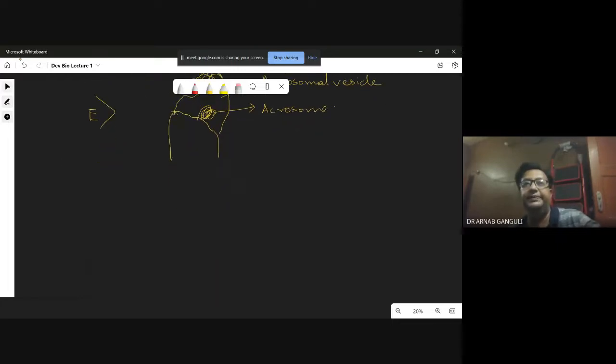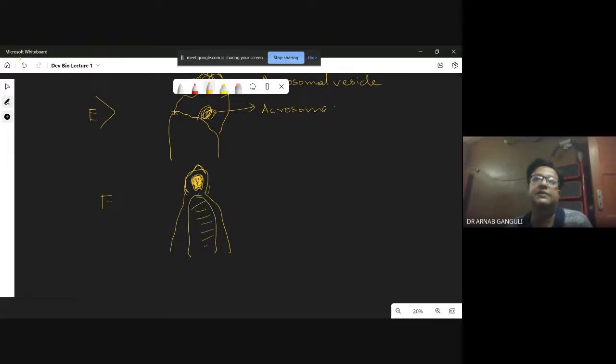In the next step, finally, the acrosome will be formed over here. Pointed acrosome. And the head will be formed. And this is the nucleus. You have the acrosome being formed from the proacrosomal granules to acrosomal granules, and then it will form the acrosome.